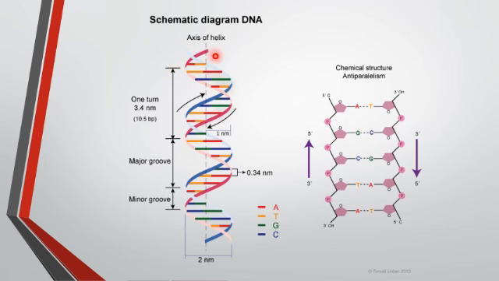They will make a turn. This is one turn, and in one turn there are 10 nucleotide bases. Again, it is fixed in B-DNA. This is the major groove and this is the minor groove, and one turn is about 3.4 nanometers in length, the diameter or width is 2 nanometers, and the distance between one nucleotide and the next is 0.34 nanometers. These are the dimensions of the double helical structure of DNA given by Watson and Crick.